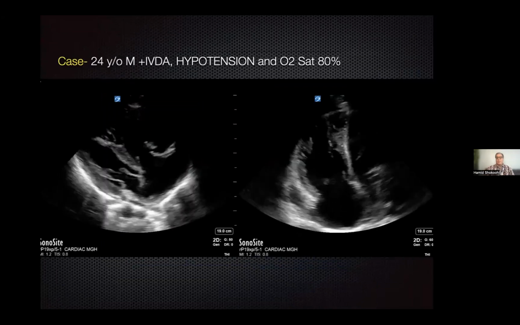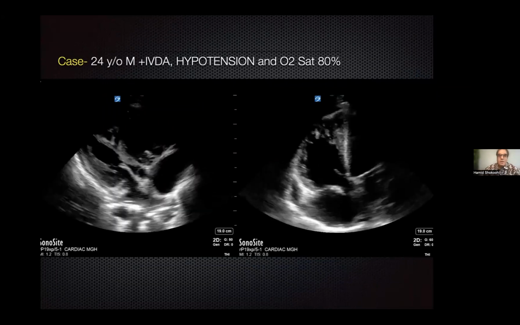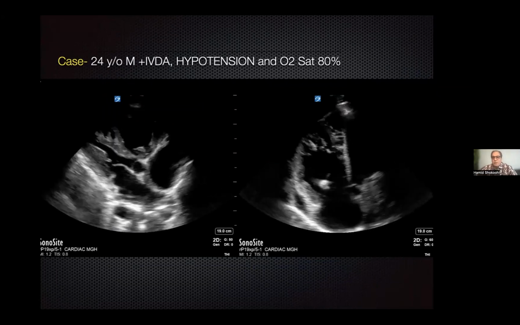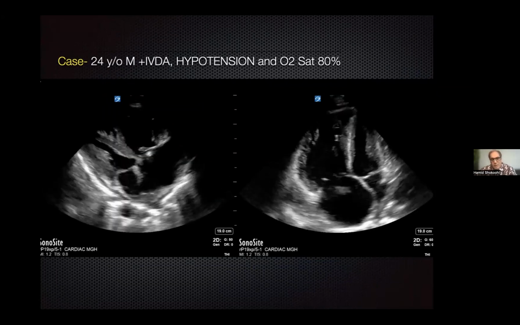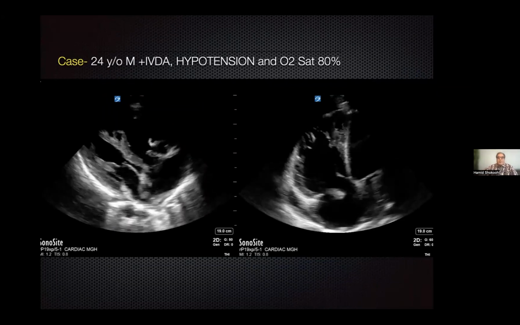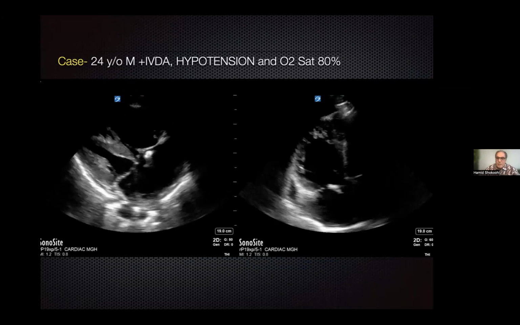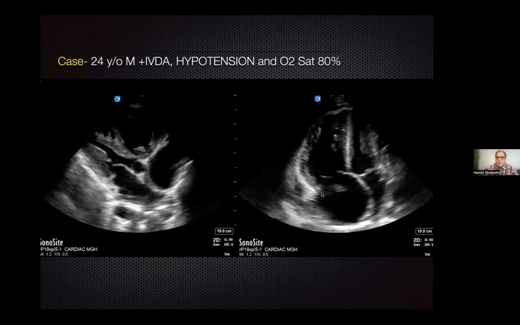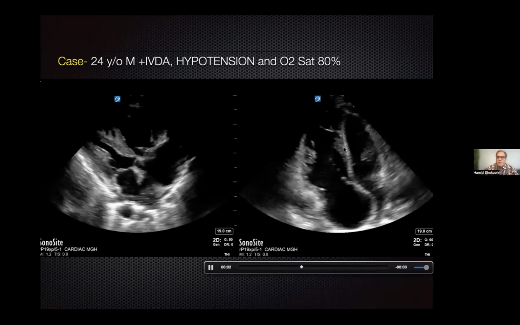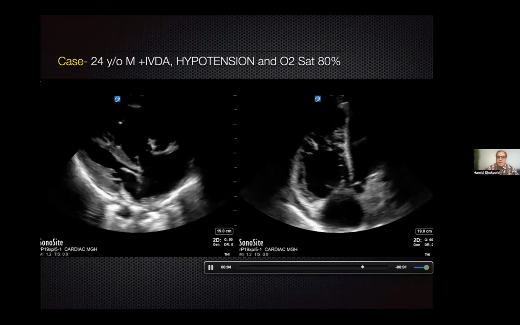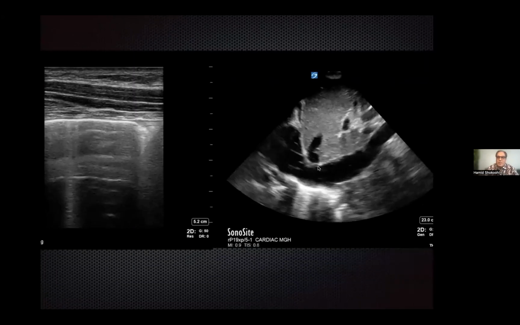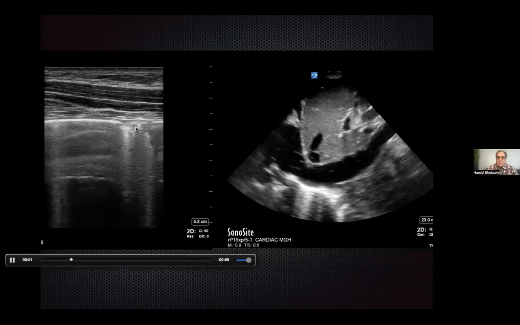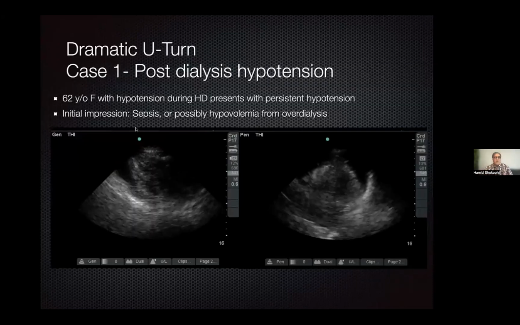This is another case, you guys don't have many cases like this. This is a 24 year old male, IV drug use, hypotensive, O2 saturation less than 80%. What we see here is the RV super dilated, and then you see a vegetation on the top of the tricuspid valve, with severe pulmonary hypertension. You scan the IVC, it looks dilated. You see a lot of B lines in the pro line. That's a case of a patient who was decompensated, septic, and in cardiogenic shock.